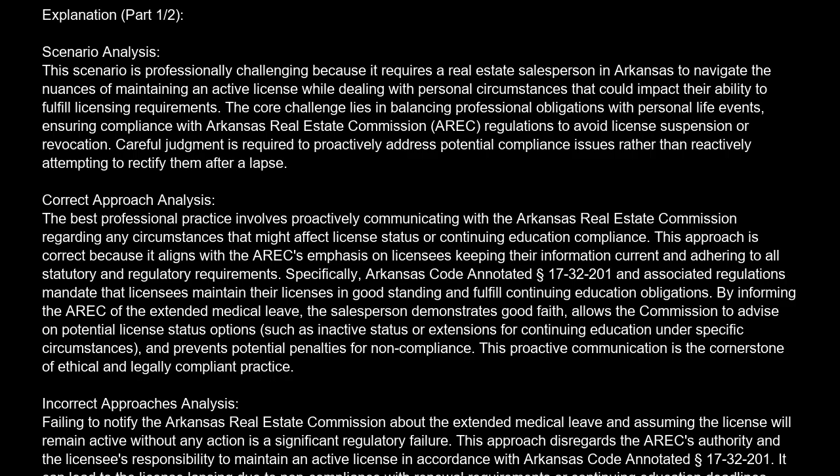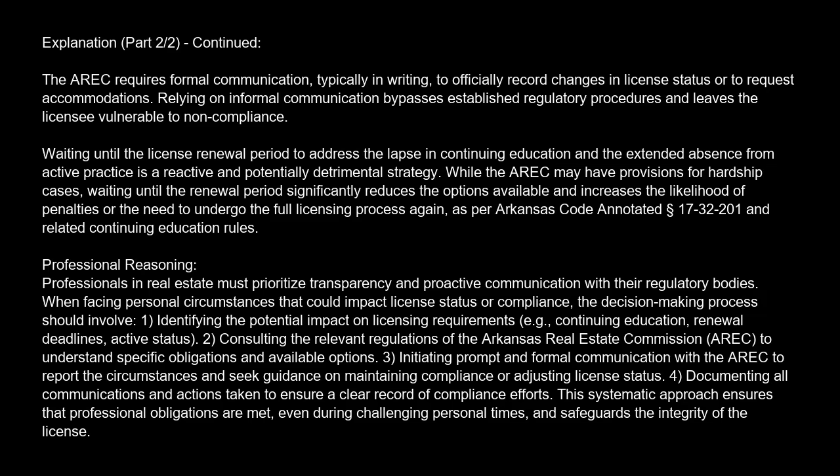Assuming that a verbal notification to a colleague is sufficient to satisfy the Arkansas Real Estate Commission's reporting requirements is also an incorrect approach. AREC requires formal communication, typically in writing, to officially record changes in license status or to request accommodations. Relying on informal communication bypasses established regulatory procedures and leaves the licensee vulnerable to noncompliance.